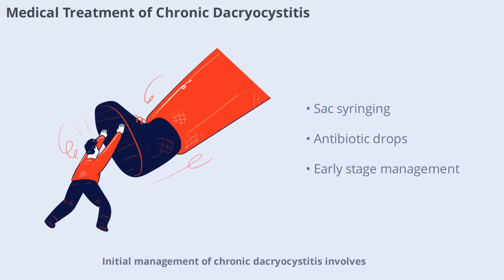Initial management of chronic dacryocystitis involves repeated sac syringing with antibiotic drops. This can help clear debris and infection from the nasolacrimal duct, especially in the early stages. However, if the condition persists or recurs, surgical intervention may be necessary to restore proper drainage.